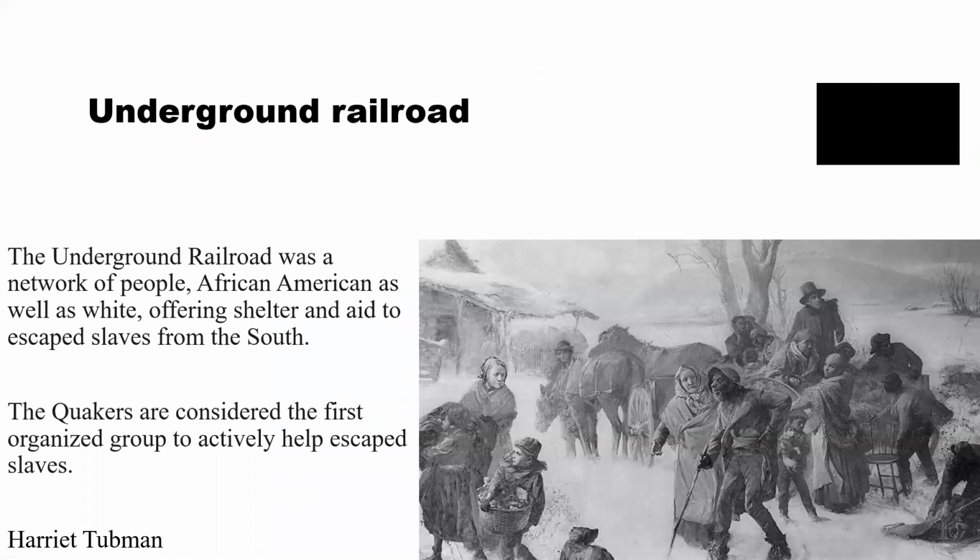Now let's talk about the Underground Railroad, which was also a form of abolitionism. The Underground Railroad was a network of people, African Americans as well as whites, offering shelter and aid to escaped slaves from the South. The Quakers, who believed in equality among human beings, are considered to be the first organized group to actively help escaped slaves.